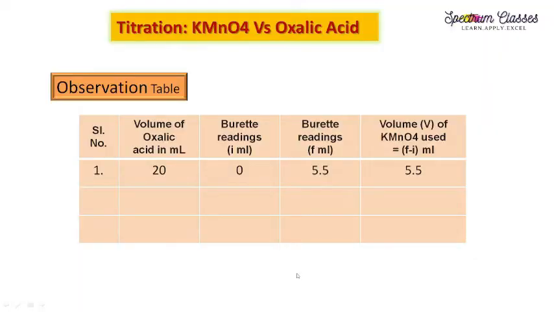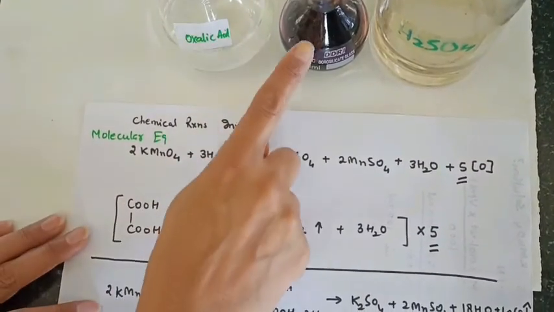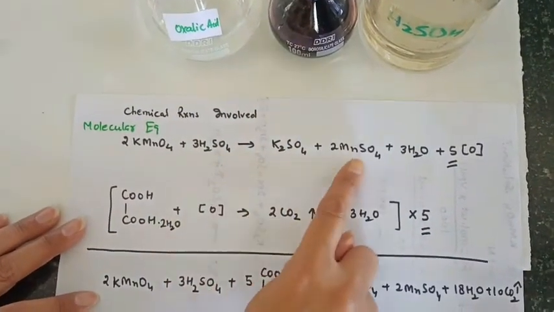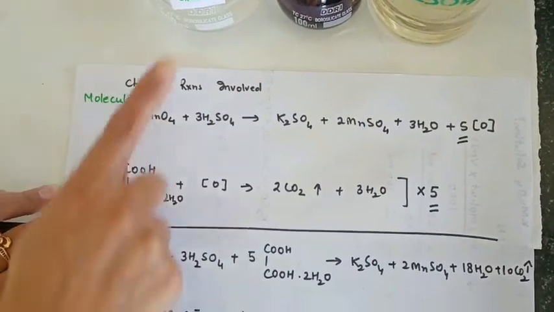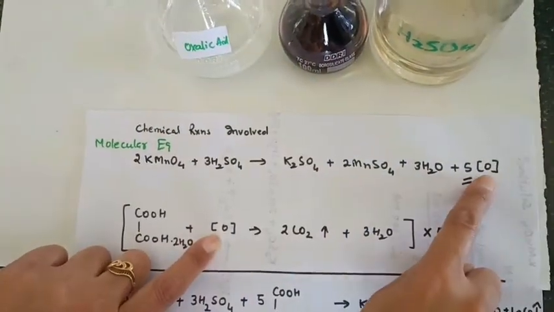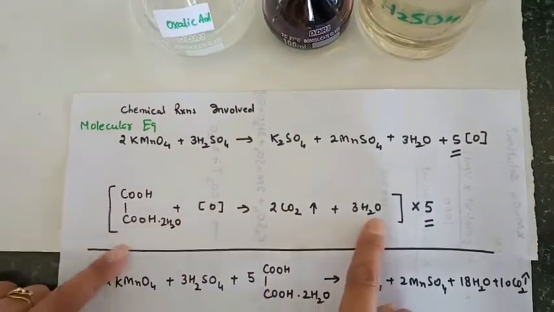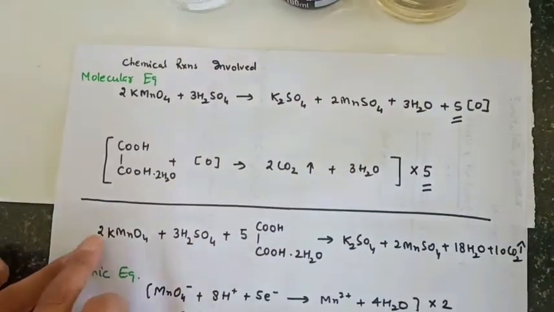Now I will show you the reactions, how this reaction proceeds. This is KMnO4, H2SO4. The reaction proceeds in the molecular form. Here is the nascent oxygen. Here is the oxalic acid. This nascent oxygen reacts with the oxalic acid and oxidizes the oxalic acid to carbon dioxide.